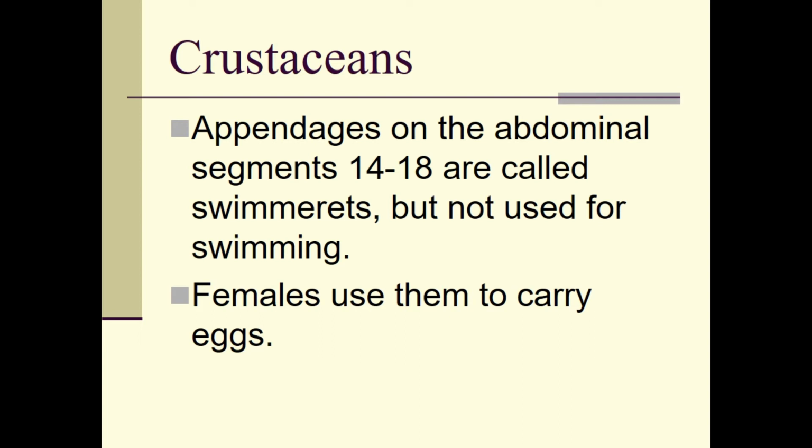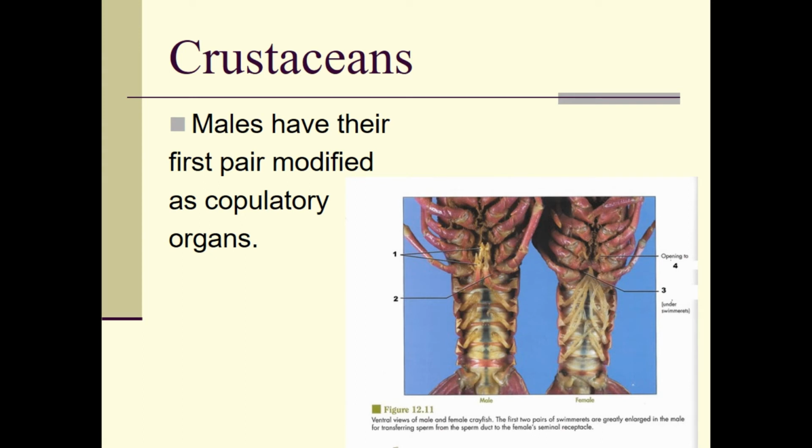So why they're called swimmerets, I couldn't tell you, but that's what they're called. Primarily the females will use them to carry their eggs. The males have their first pair of swimmerets used in mating, and on this slide you can see the difference. The swimmerets on the underside of the crayfish body are, again, not used in swimming.